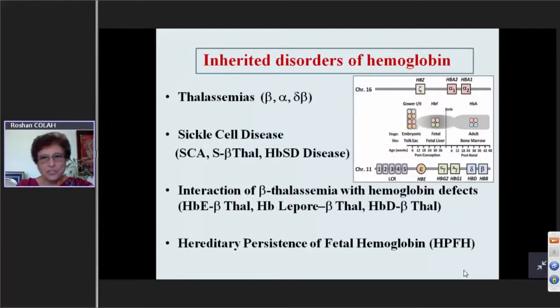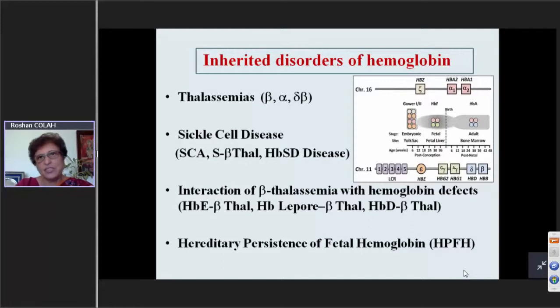Before we come to the inherited disorders of hemoglobin, we just have a look at normal hemoglobin production, how it takes place. We have the globin chains which form the hemoglobin molecule on two chromosomes. We have the alpha chains on chromosome 16 and the beta-like chains, the beta, gamma, epsilon chains on chromosome 11. And these globin genes produce the various globin chains which combine to form the hemoglobin molecule.